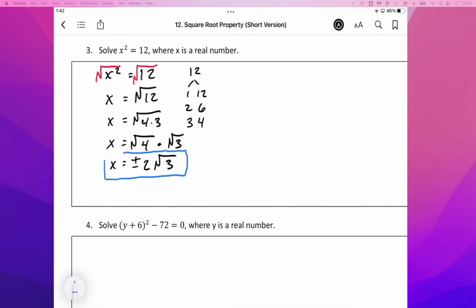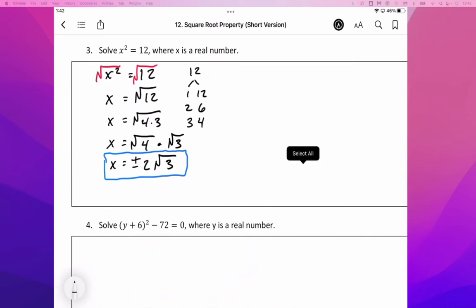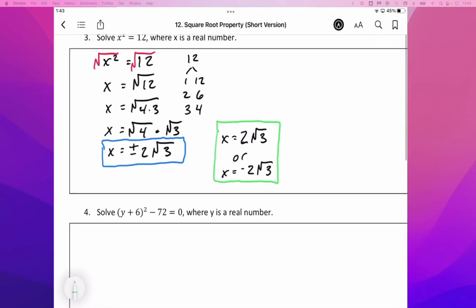So we have that the solution here is x is both positive 2 times the square root of 3 and negative 2 times the square root of 3. So another way to write it is x is equal to 2 square root of 3, or x is equal to negative 2 square root of 3. Again, both the blue box and the green box will work in ALEKS.